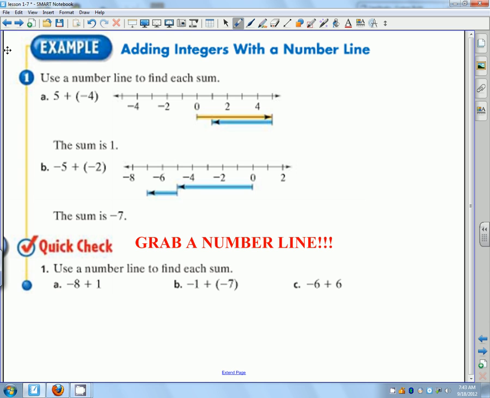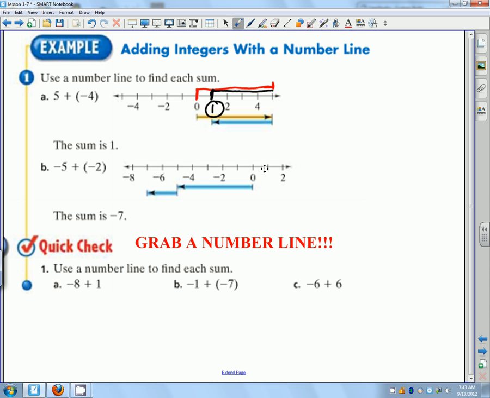Okay, so you can also use a number line if that helps you. So here is a number line to find this sum. 5 plus negative 4. So what you do is you start at 0, you go up 5 to here, and then I'm going to do plus negative 4. So I'm going to go back 4 spots, and I end here, and then I know my answer is 1.